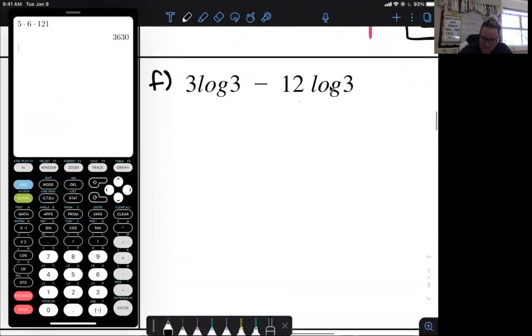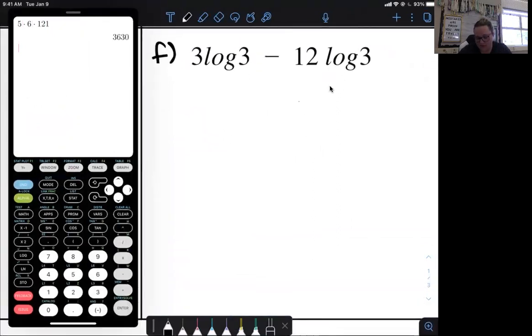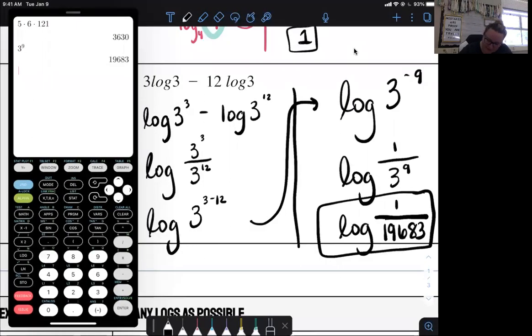All right, letter F. 3 times the log of 3 minus 12 times the log of 3. So go ahead and simplify this all on your own. So the first thing I did was I brought this 3 in as an exponent of the 3. I brought this 12 in as an exponent of the 3 as well. So I have the log of 3 to the third minus the log of 3 to the 12.